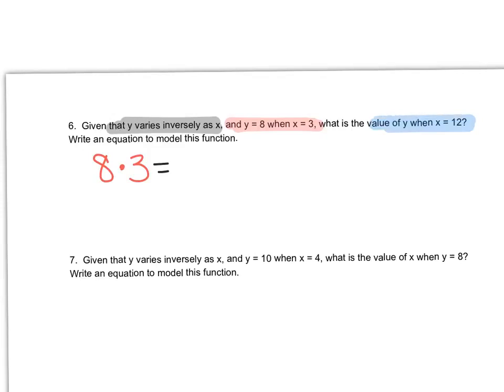Y times 12, because I don't know what y is this time. It says, what is y when x is 12? So y times 12. Okay, so what is 8 times 3? 24. So I get 24 equals 12y. How do I solve that? Divide by 12, and I end up with y equals 2.